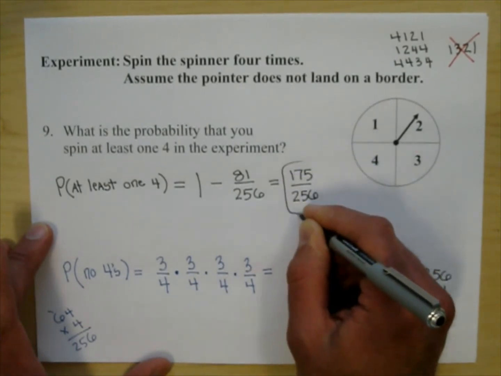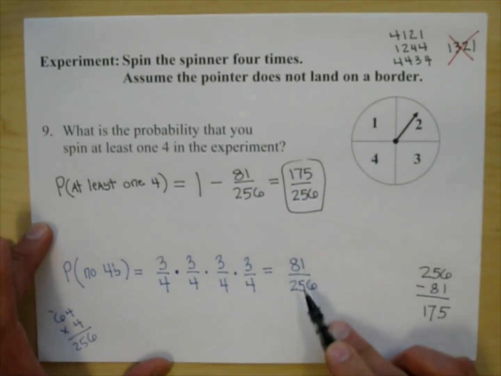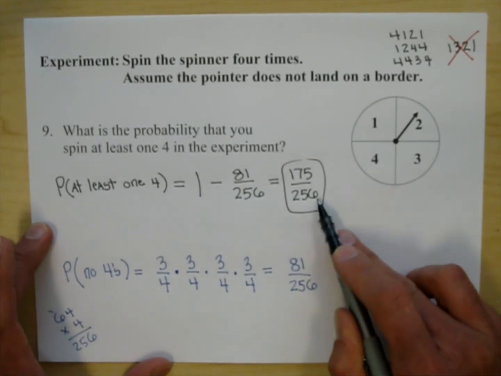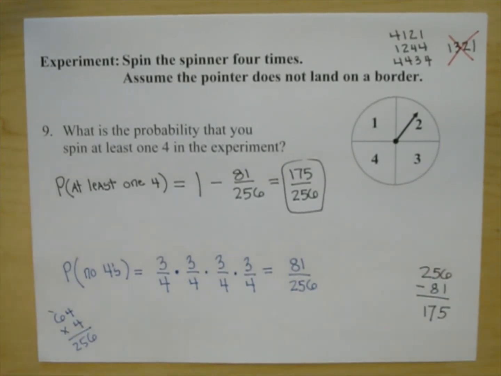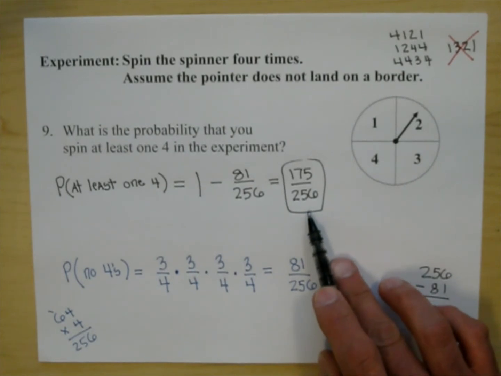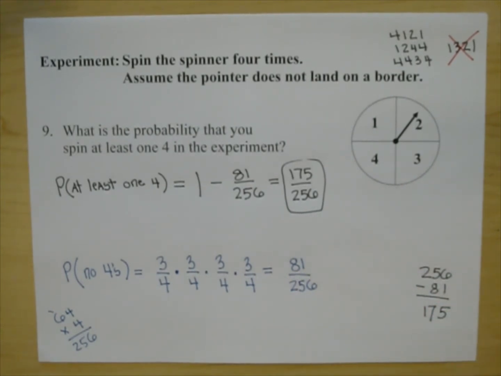And we know this one's reduced here because this guy is reduced. And so the theorem says that both of them will then be good enough. So this is our final answer right here, the 175 over 256. Let's go ahead and do another problem.